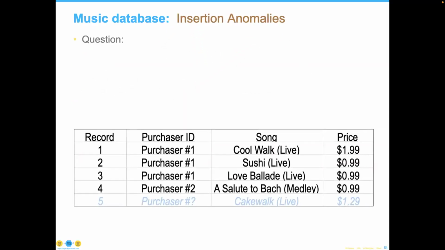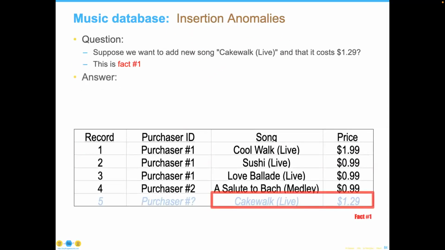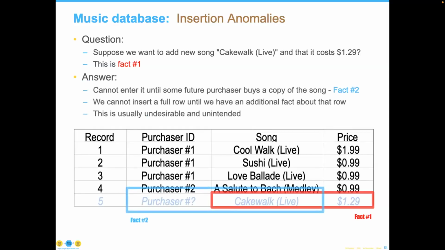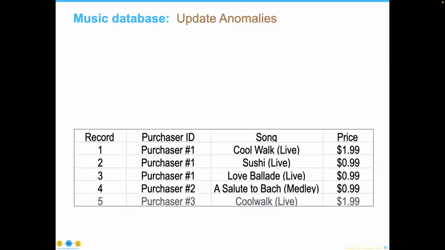Second type of anomaly here, again, is an insertion anomaly. If I want to add a new song called Cakewalk Live and it costs $1.29, with this structure, I cannot add it to this table until I have both a purchaser and the fact that Cakewalk Live costs $1.29. That is 2 facts in there. We don't want to do that.